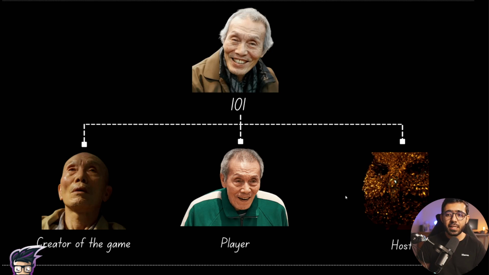In one case, he is managing or creating the game. In another one, he's playing and completing all of the tasks, doing the tug of war and also the red light, green light. And then as a host, he's entertaining the other hosts or the VIPs. So the entity or the person is the same, but the functionality is different. Now let's see how this would look in terms of code.